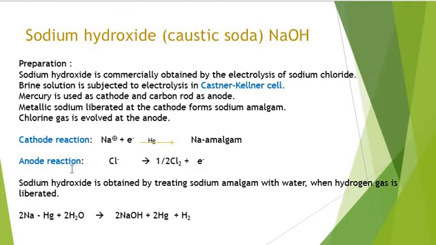So we can say sodium amalgam is forming at cathode when it is accepting one electron, and on anode what will happen? Chloride ion will lose electron to give you chlorine gas. Sodium hydroxide is obtained by treating sodium amalgam with water when hydrogen gas is liberated. This is sodium amalgam. When it is treated with water, it will give you sodium hydroxide. Mercury is removed and hydrogen gas is liberated.